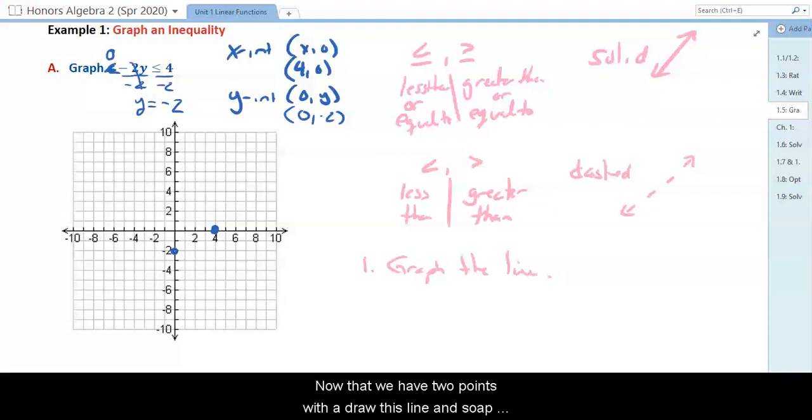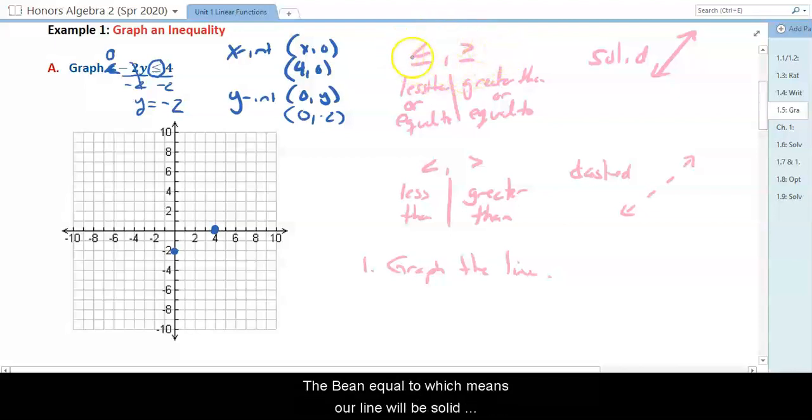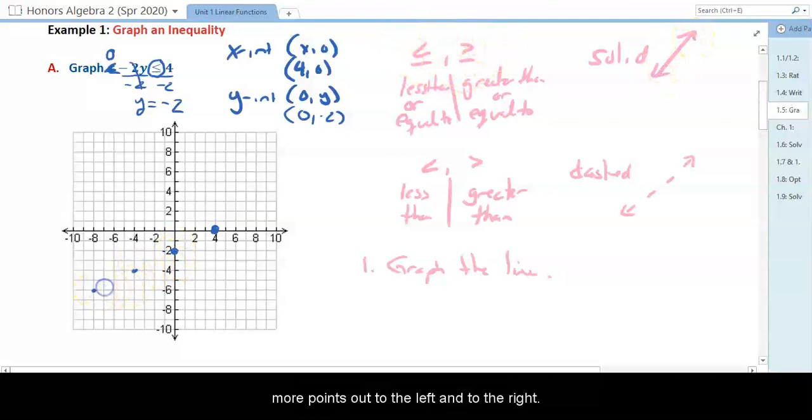Now that we have 2 points, we can draw this line. And so if you're using pencil, you can draw the line with a ruler just perfectly straight and then go back and dash if you need to. Obviously on here, I can't do that very easily, but this is less than or equal to, and so that means we fall into this boat of it being equal to, which means our line will be solid. And so just to keep my line nice and straight, I will put more points out to the left and to the right, just to keep my line as straight as I can.